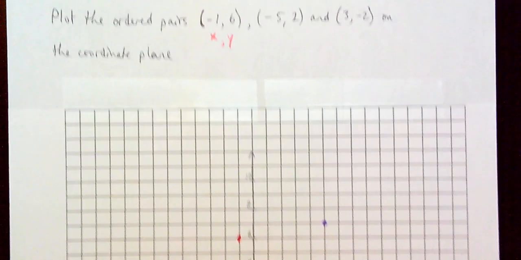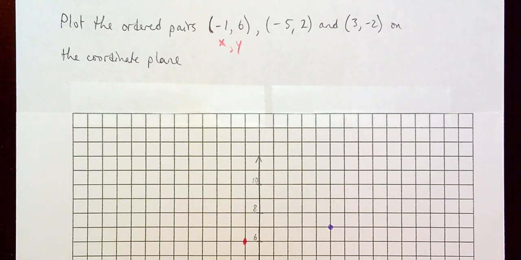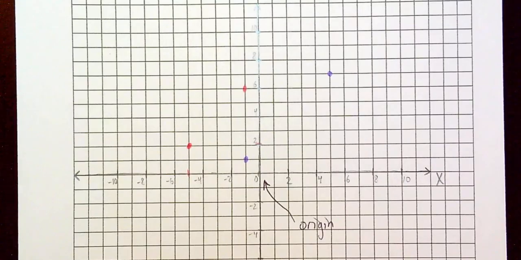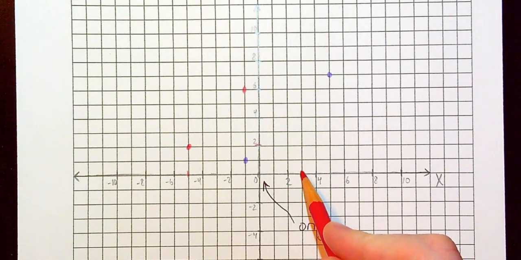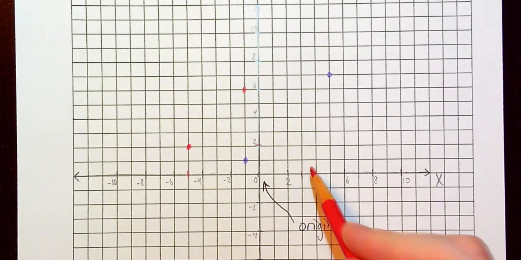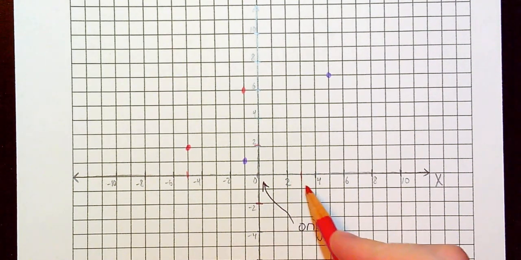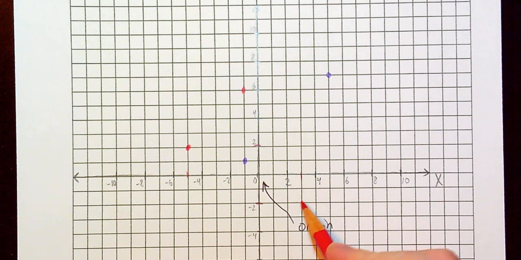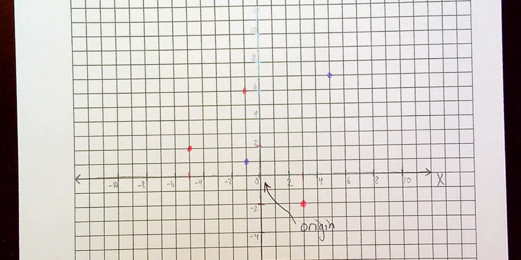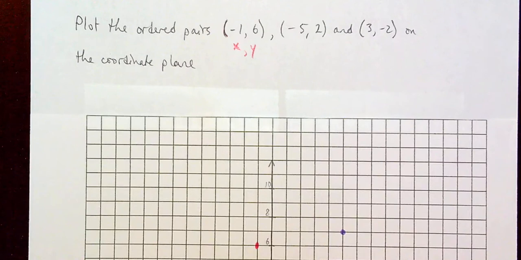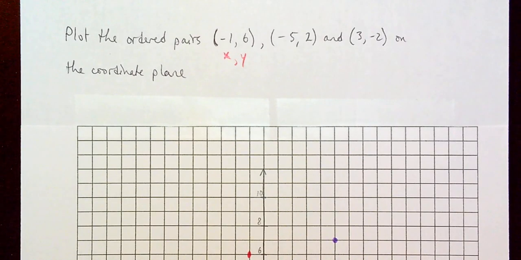And then last one, 3 comma negative 2. Now x is positive 3, so we're going to the right here. And negative 2, right there, where those two lines would intersect. At that red dot, that is where we're going to plot our point. So this is very basic. Again, for some of you, maybe this is a bit of a review. For some of us, though, perhaps not.